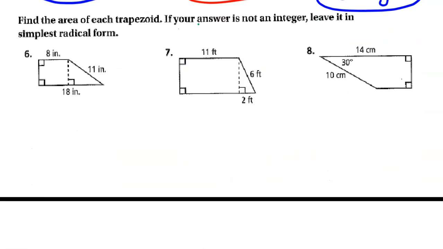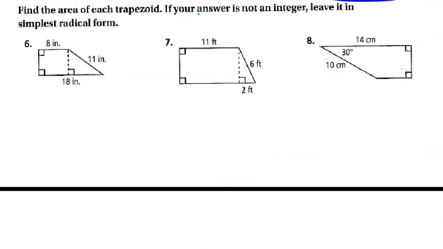All right. Heading on down. 6, 7, and 8. Find the area of each trapezoid. If your answer is not an integer, leave it in simplest radical form, so we don't have to worry about getting decimals if we don't want to. So these ones are a little bit trickier because we don't have everything we need. So looking at the first one, I have my top base, I have my bottom base, so that's all good. But then when I go to multiply by my height, I'm missing the height. So we're going to need to figure out what number to put in here for my height.